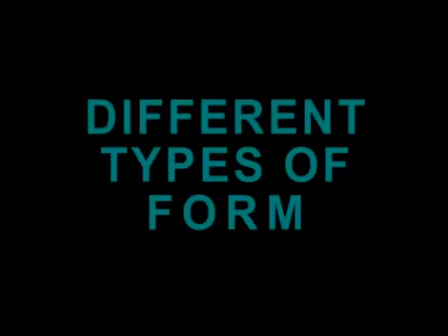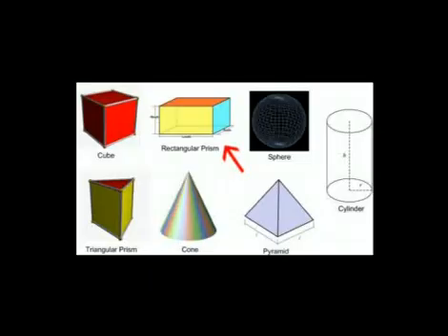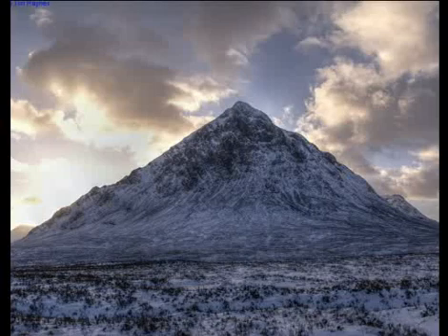Different types of form. Let us see. With only a small imagination, most shapes found in nature could be fitted comfortably into one of these structures like the rectangle, the cube, the circle or cylinder, triangle and pyramid. Any object can be seen as composed of combinations of these basic shapes. The hand can be seen as a block, a mountain as a pyramid or a triangle.